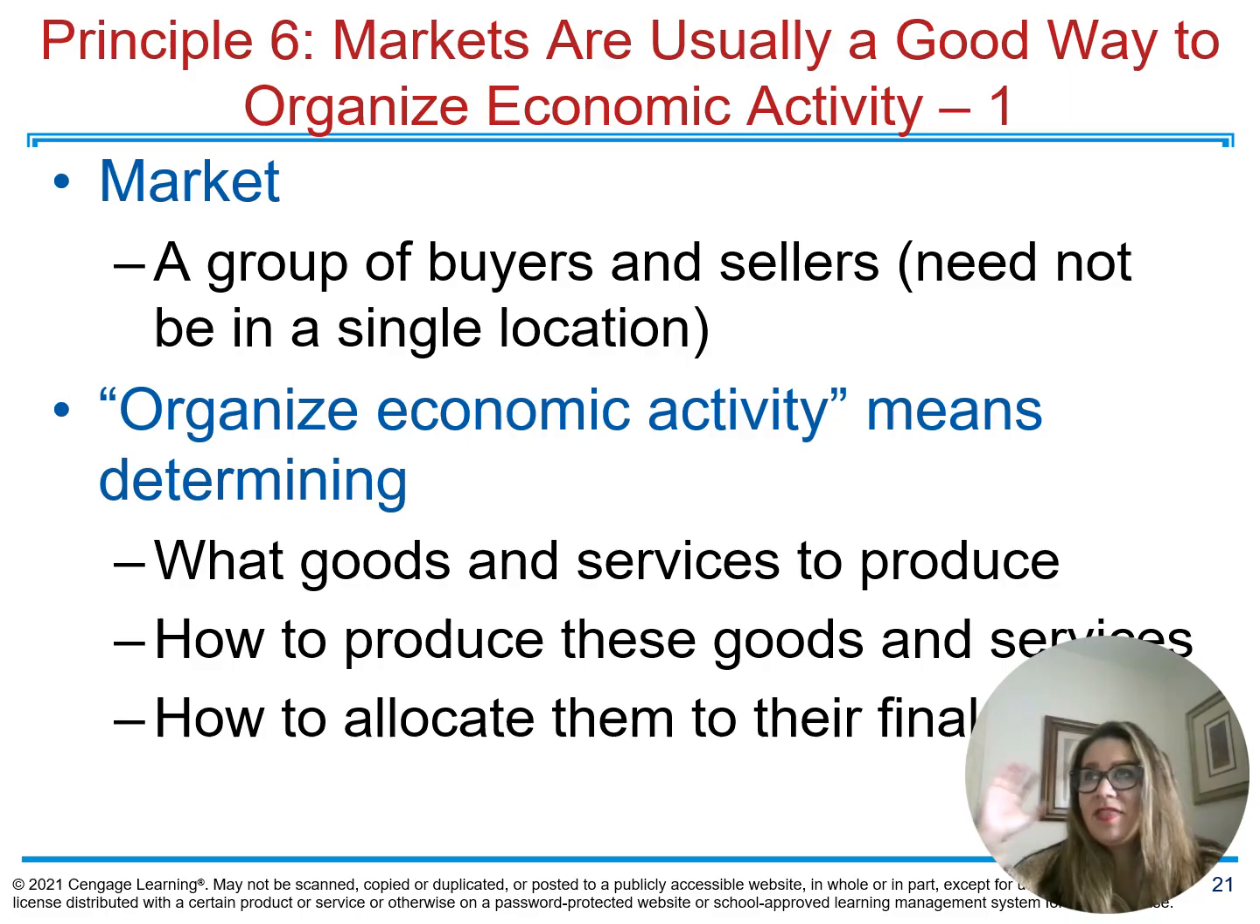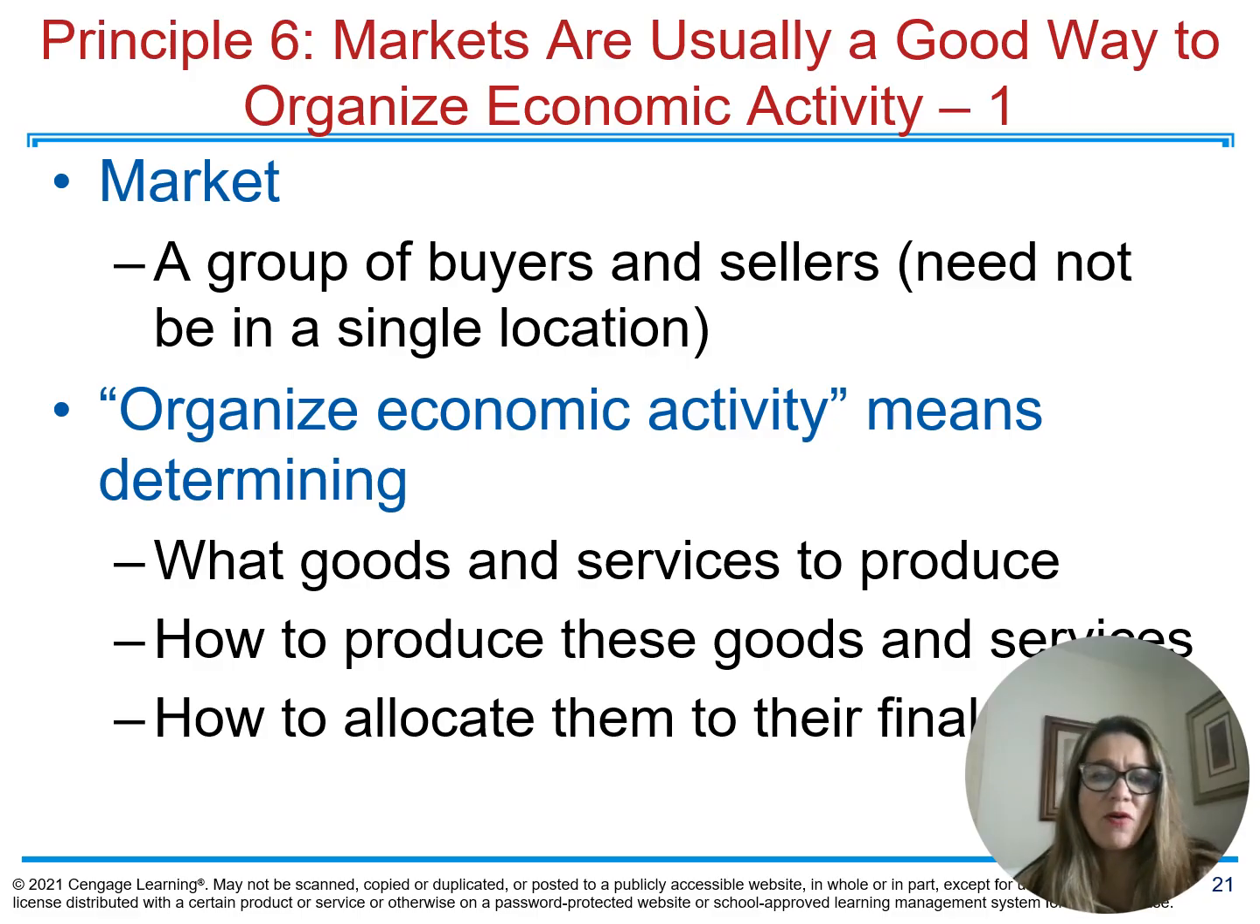There could be thousands of buyers and thousands of sellers that meet to trade goods and services, like we said. And it doesn't really have to be in a single location, right? Right now we have malls where you can have buyers and sellers, and you have shopping centers, but you also have online markets, right? So what constitutes a market is a group of buyers and a group of sellers.